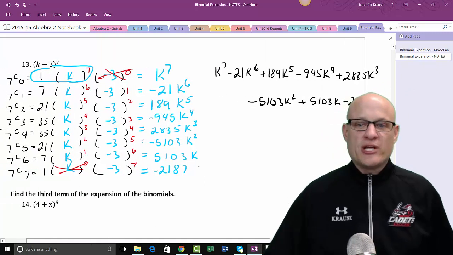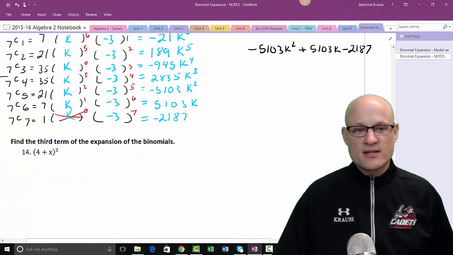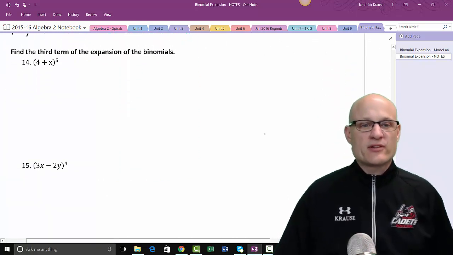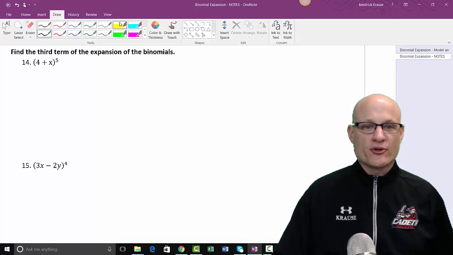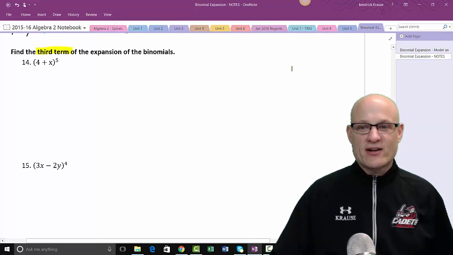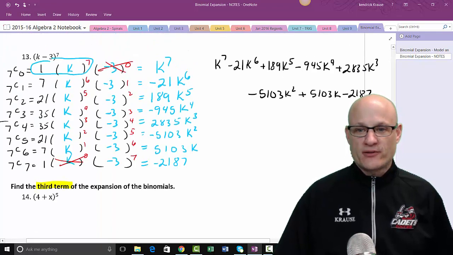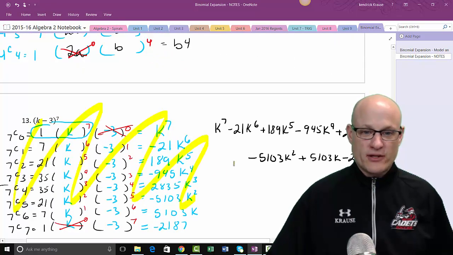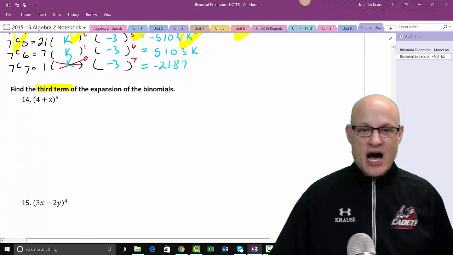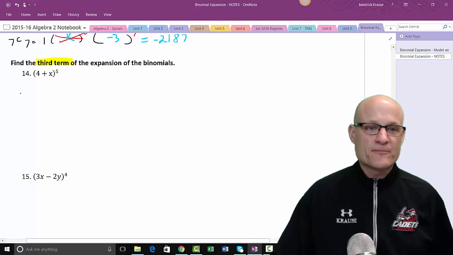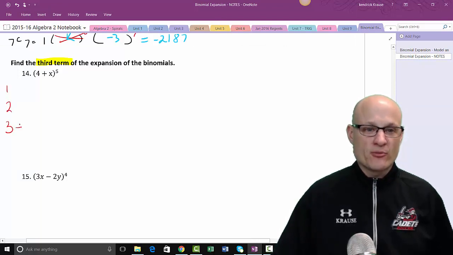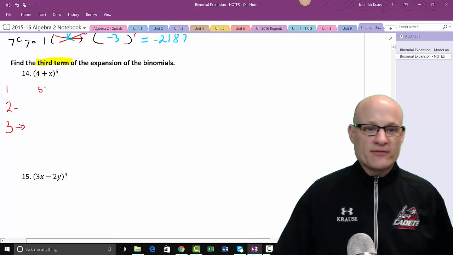So here's what generally gets asked. It says we have a fifth degree, but I only want the third term. So I don't have to do this whole thing. I don't have to come up with all of this. It's crazy. That's a lot of stuff. I only want the third term in the expansion series. So here's how this works. Third term, 1, 2, 3. We want this term right here. Okay? So we're going to do it.